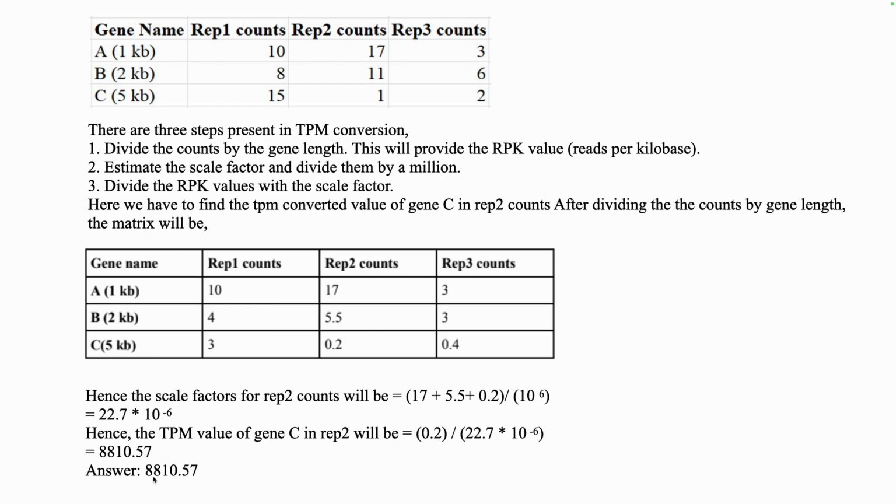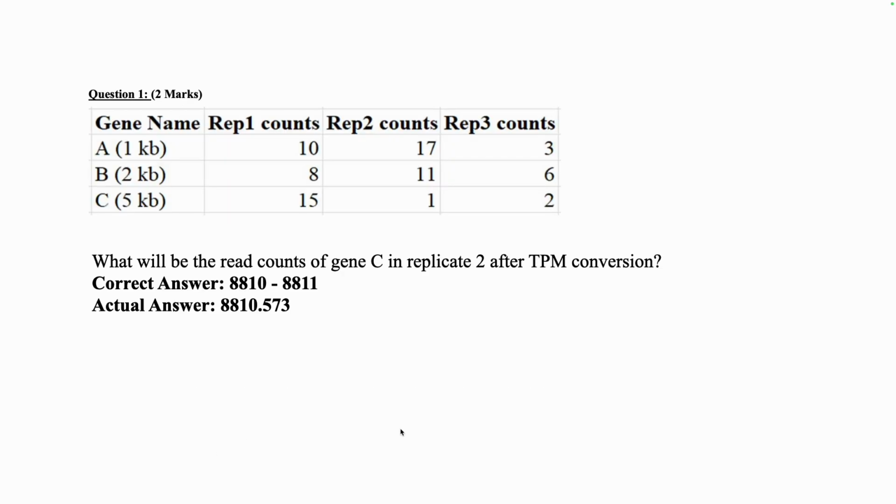For this question, the TPM value would be 8810.57. So the correct option would be, you can give a range between 8810 to 8811, but the exact value is 8810.573. Is there any doubt in this question?